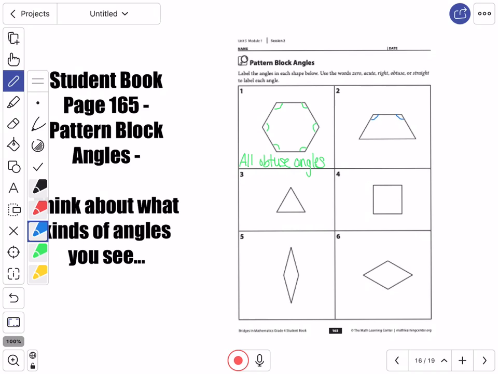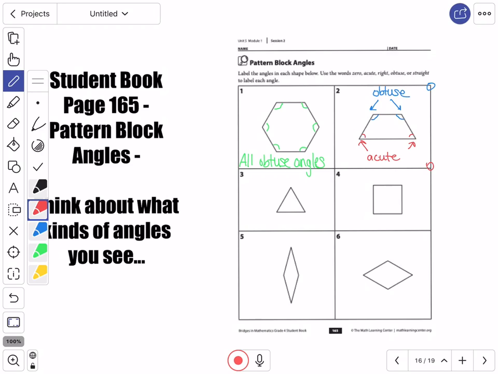For number 3, we have a trapezoid, okay? When I look at my trapezoid, it has 4 sides, it has 4 angles, okay? Now, when I look at this angle and this angle, they are the same, right? So both of these angles right here are bigger than this corner right here, and that's a 90-degree angle. So both of these angles are obtuse.